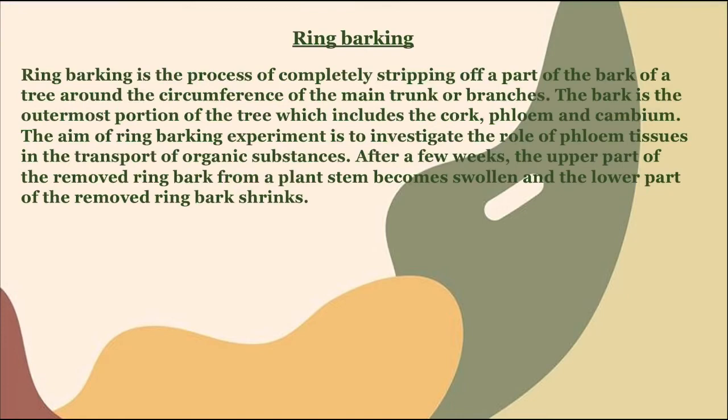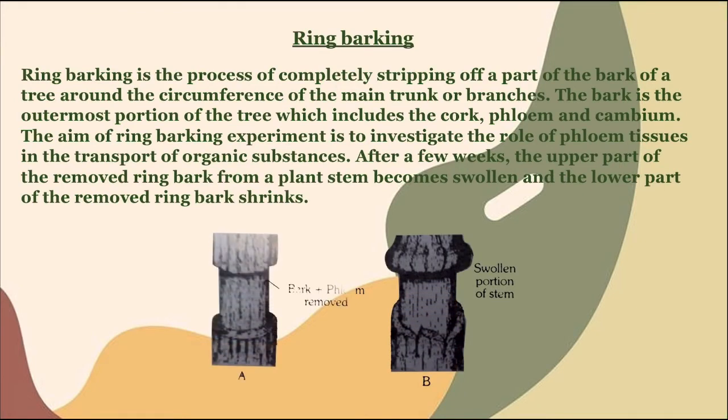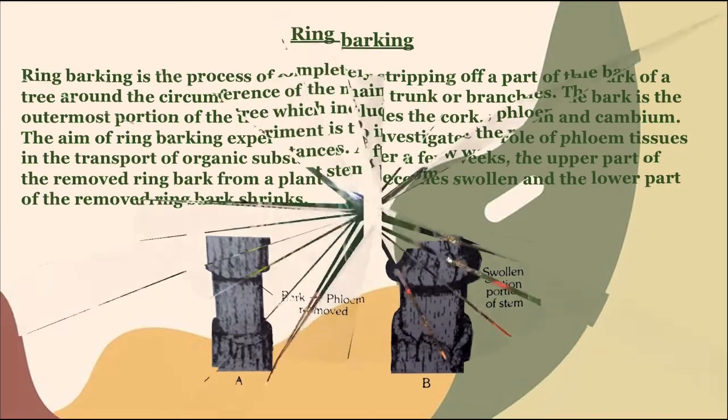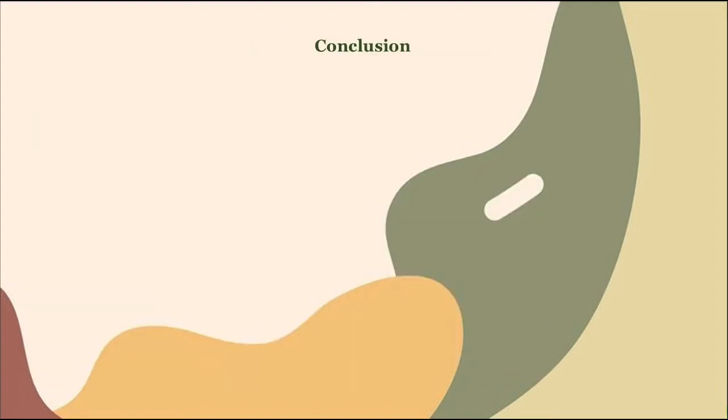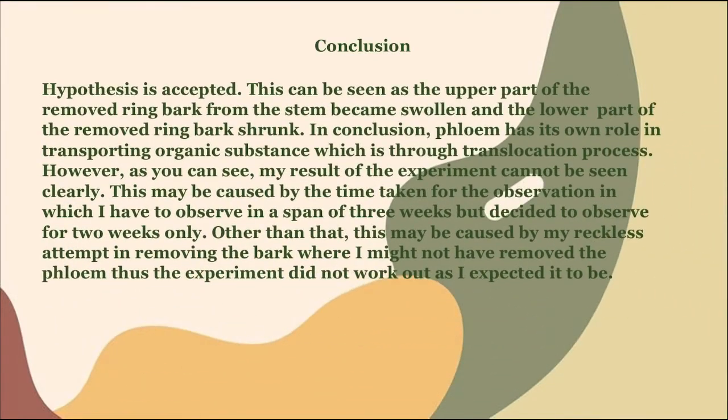After a few weeks, the upper part of the removed ring bark from a plant stem becomes swollen and the lower part of the removed ring bark shrinks, and it can be seen clearly in the diagram below. I have done an experiment on ring barking, and I came to these results, which I have been observing since the beginning of the experiment and after 2 weeks of the experiment. After that, I can conclude that the hypothesis is accepted.